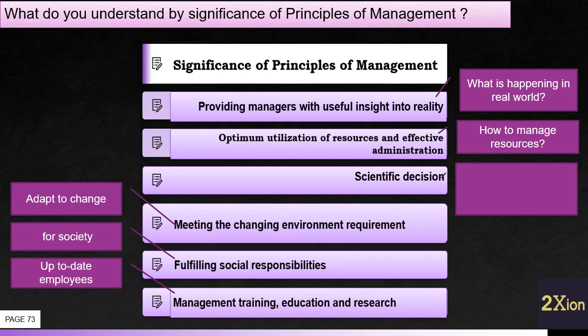And next and the last one is scientific decision. It helps the managers to take decisions that are factual, thoughtful, and justifiable, and their decisions are free from bias and prejudice.